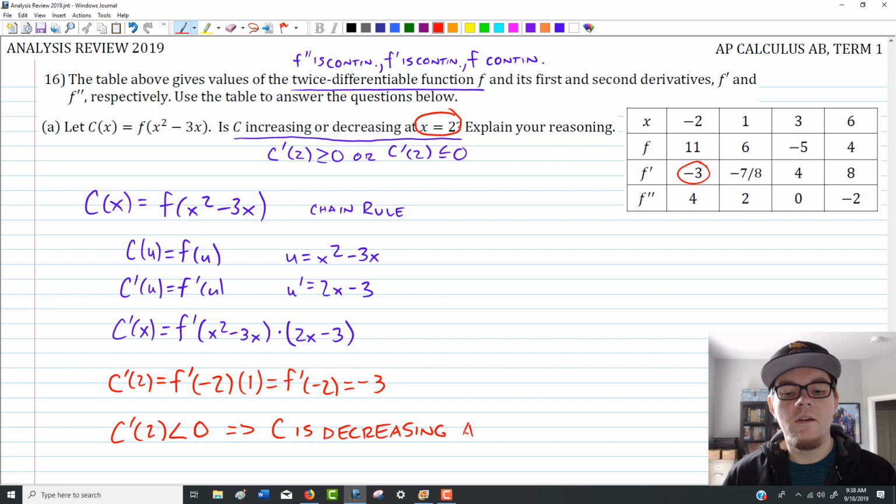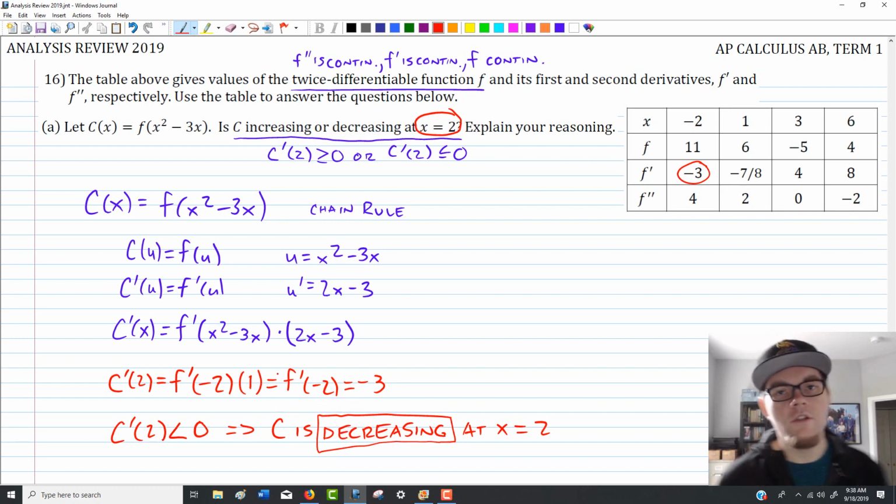And then we should be specific at x equals 2. And again, to explain our reasoning, it was given by c prime of 2 is less than 0. Our answer, though, was decreasing. So again, pretty basic question, pretty basic differentiation using the chain rule, but obviously you have to recognize which derivative rule to use because there's no other real clues there, except for the fact that I named the function c.